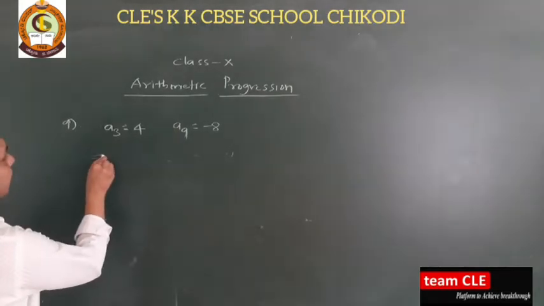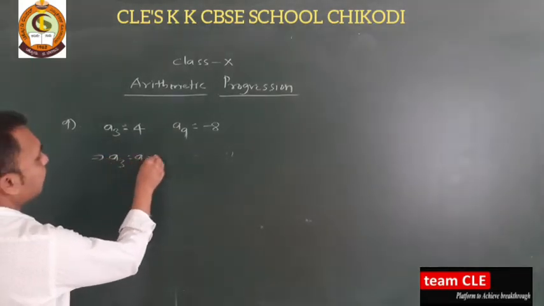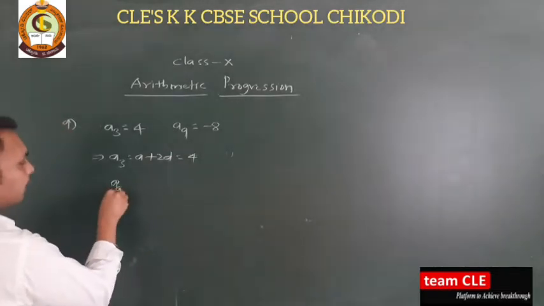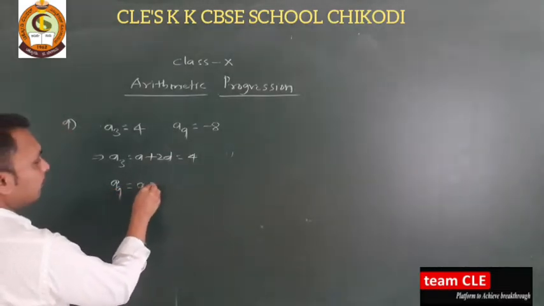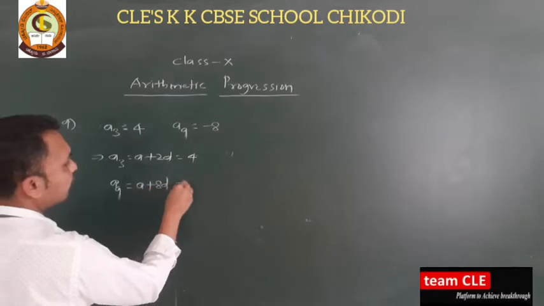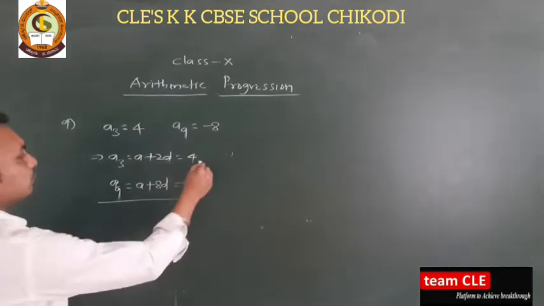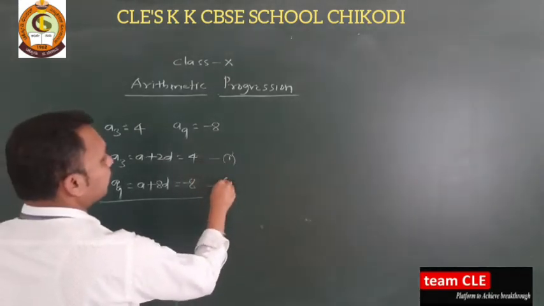So we can write, this implies A3 is equal to A plus 2D is equal to 4. Now A9 is equal to A plus 8D is equal to minus 8. Now we can solve this. This is equation 1, this is equation number 2.